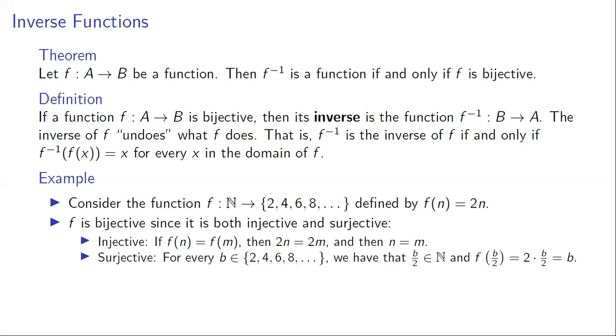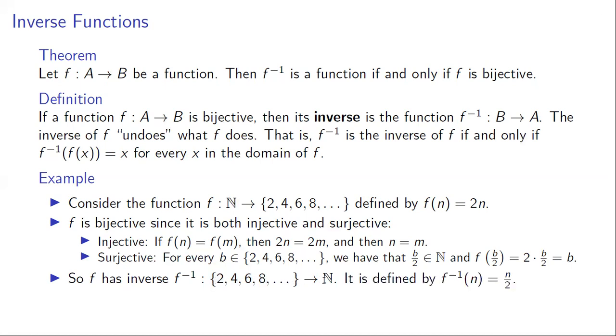Anyways, let's move on. So we have this. We see that f is bijective. So since f is bijective, f must have an inverse function from the set of even positive numbers to the set of natural numbers, and it is defined by f inverse of n equals n over 2. All right. So in other words, we need to have something that undoes whatever f does. So if f takes the input and multiplies it by 2, then the inverse of f will take the input and divide it by 2, because multiplication and division are opposite operations.